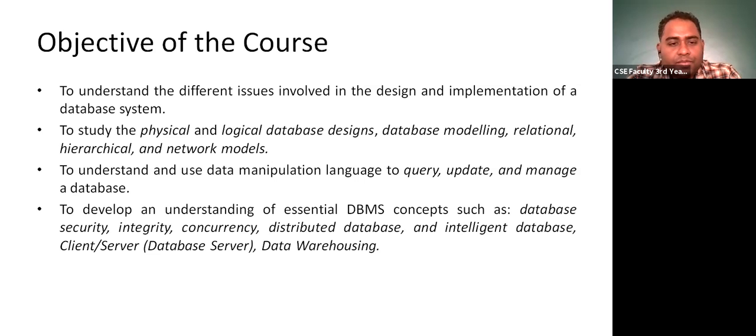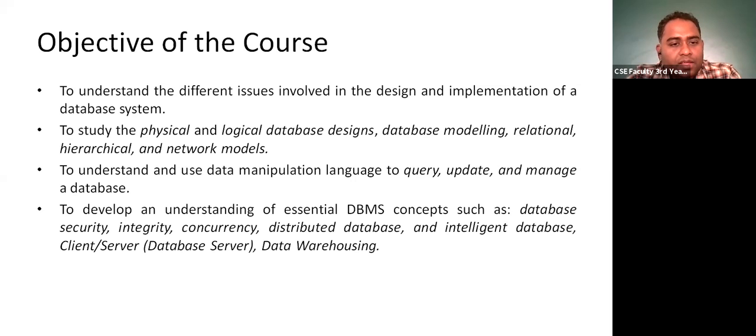In order to design or implement a particular database management system, what are the backgrounds, or what are the necessary things that you require, what are the technologies or techniques, or whatever tools are required to design and implement this database system, you will be learning in this course.